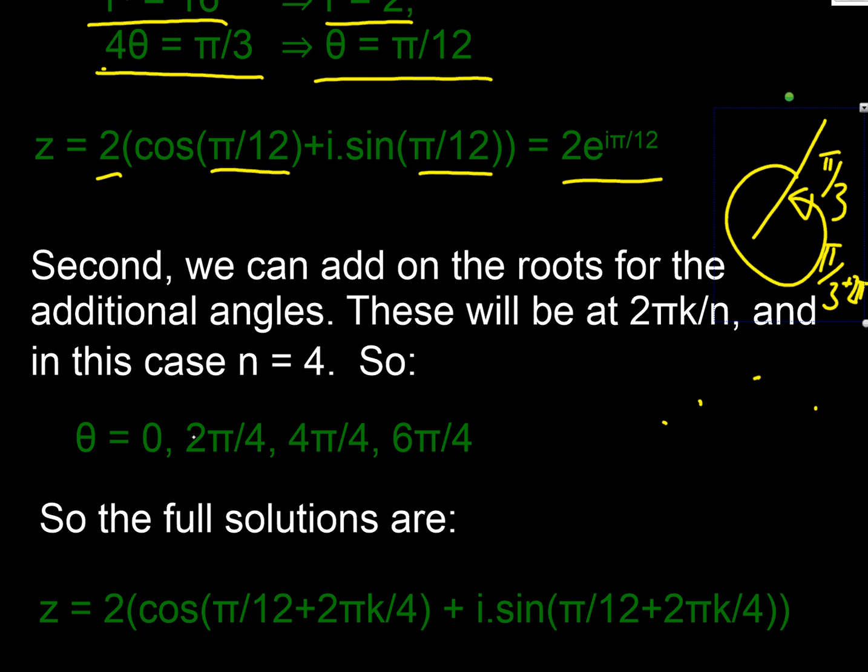So therefore theta equals, we're dividing by n, we're dividing by 4. So we got 0, 2 pi over 4, 4 pi over 4, and 6 pi over 4, which if we simplified, we get pi over 2, pi and 3 pi over 2. So effectively we're turning around in 90 degrees here, aren't we? And we've got to add that part onto our base solution.